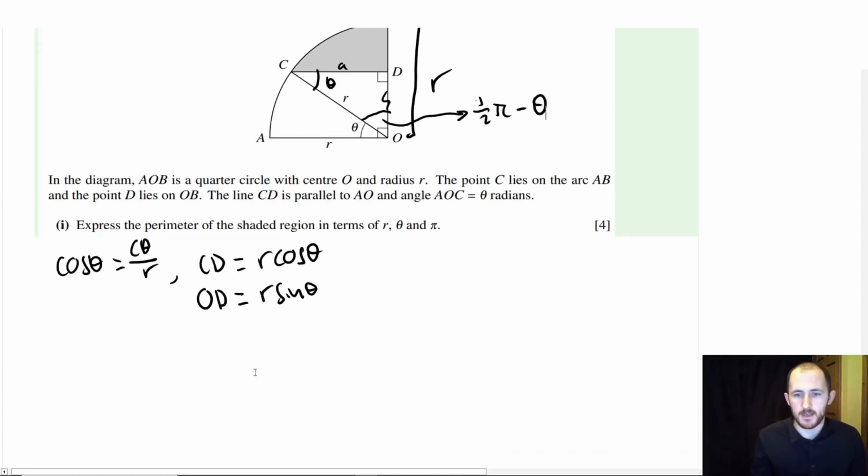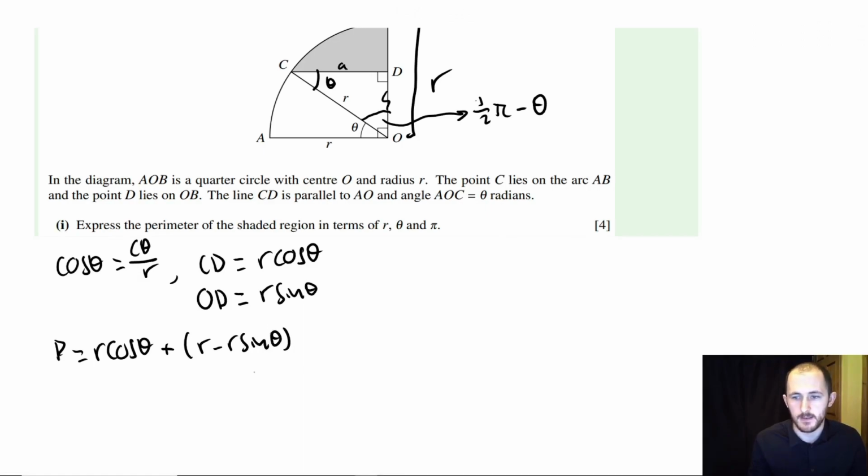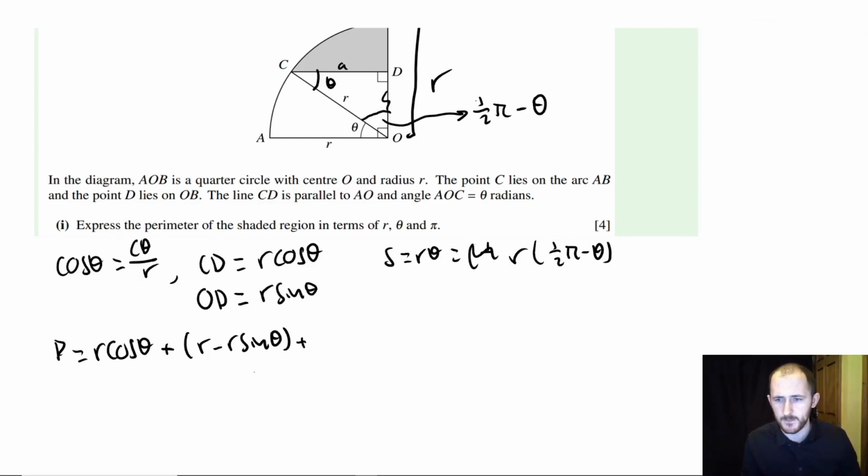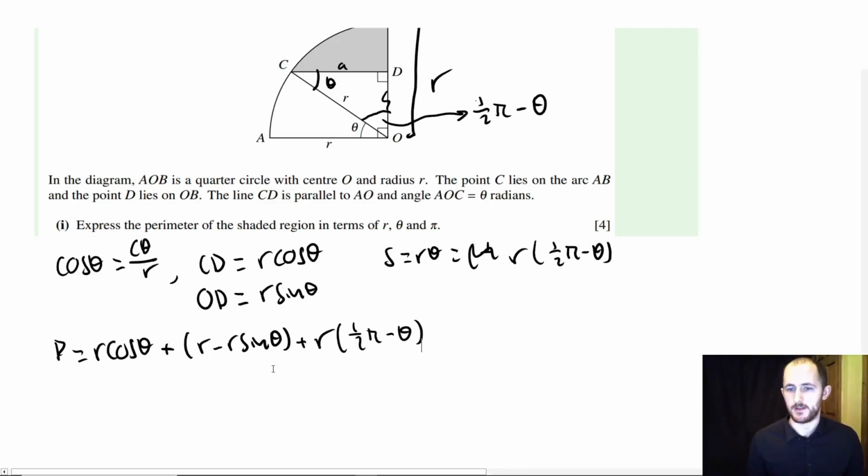Okay, so our total perimeter is going to be r cos theta, nice and easy, plus r minus r sine theta, and then plus, remember that the sector arc length is s = rθ, so let's do it the other way, r times a half pi minus theta. So that's going to be plus r times a half pi minus theta. That is going to be our expression.